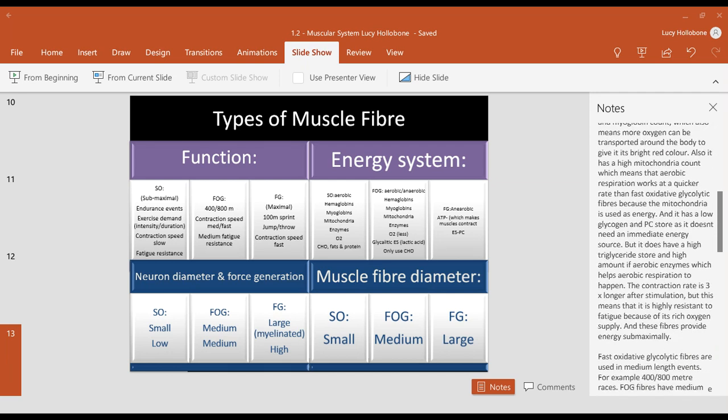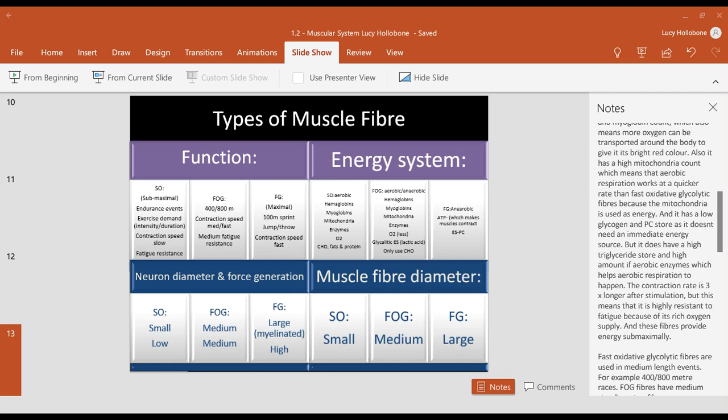Also, it has a high mitochondria count, which means the aerobic respiration works at a quicker rate than fast oxidative glycolytic fibers because the mitochondria is used as energy, and it has a low glycogen and PC store as it doesn't need an immediate source of energy. But it does have a high triglyceride store and high amount of aerobic enzymes which help aerobic respiration to happen.